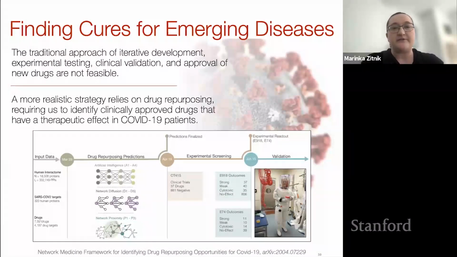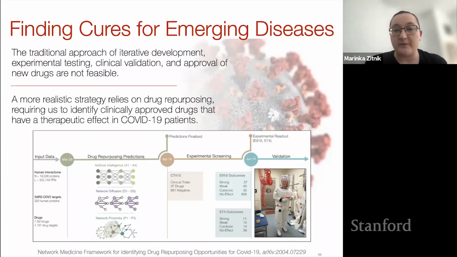The motivating problem for this task was the question of how to find cures for emerging diseases. This particular work was motivated by the onset of the COVID pandemic last year, where it became clear that at the beginning of the pandemic, the need was for rapid deployment and identification of drugs that might have a positive therapeutic effect in COVID-19 patients. But simply, traditional approaches of iterative development, experimental testing, and clinical validation and approval of new drugs were not feasible because they on average take over a decade to design a new drug from scratch and bring it to market. And that was simply not feasible.